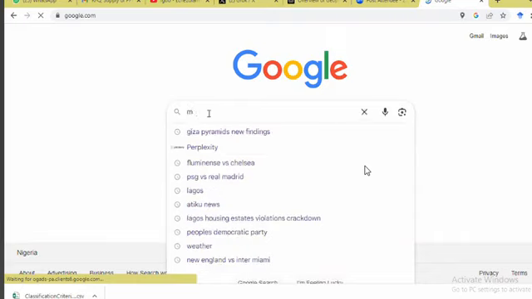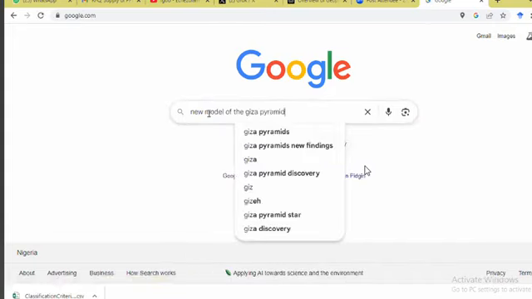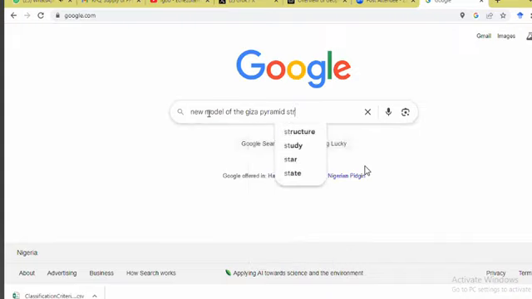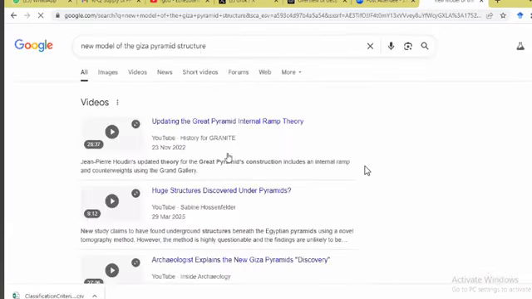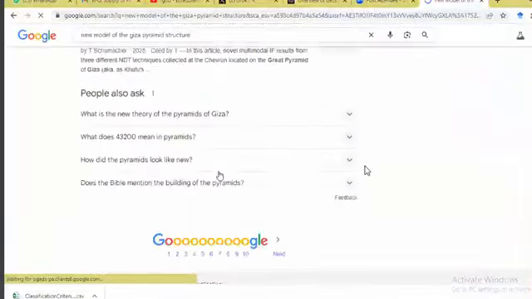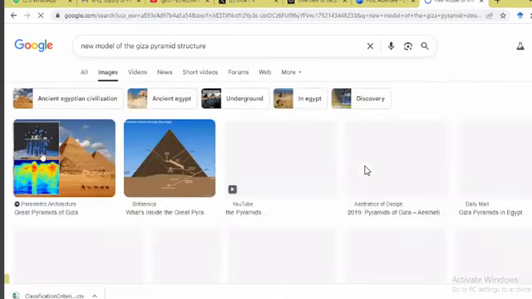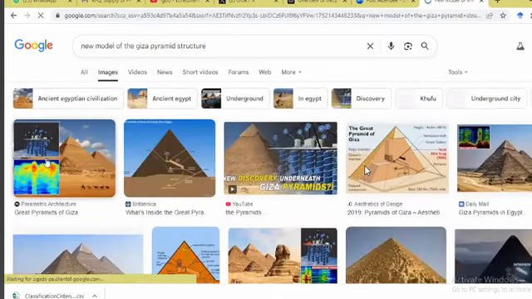So let me say the new model of the Giza pyramid structure. I encourage you to read and expand your knowledge. Most of them are videos, so I don't have any images. All right, so this is what I want to share.